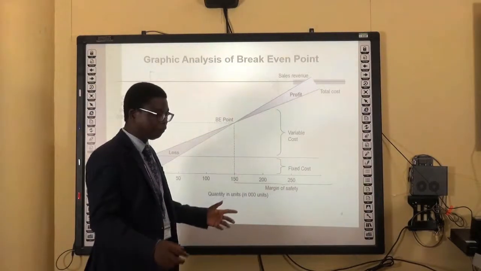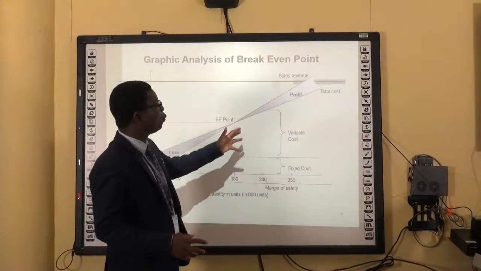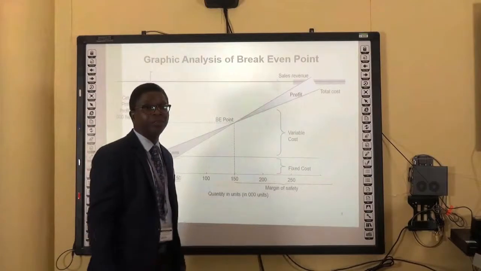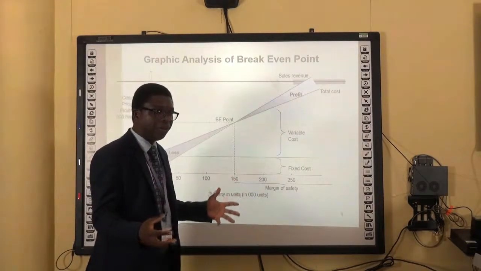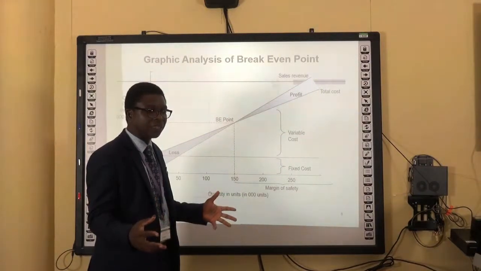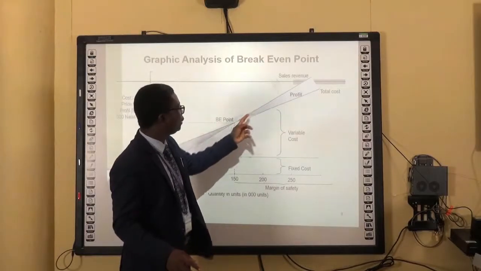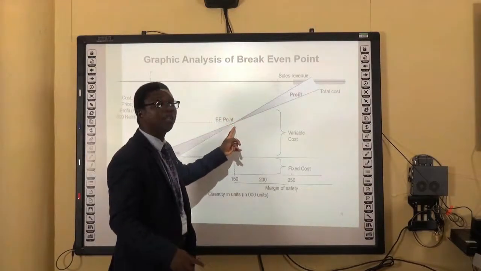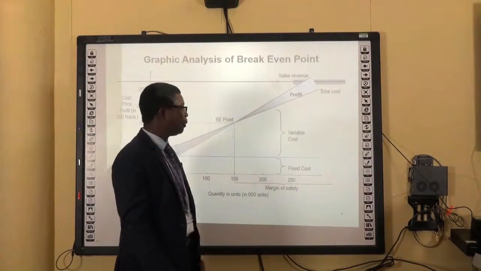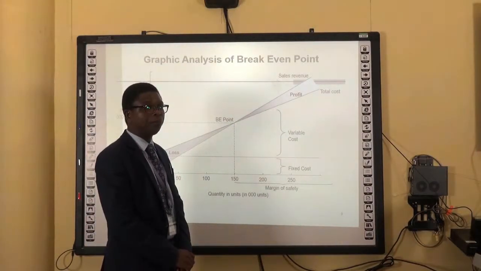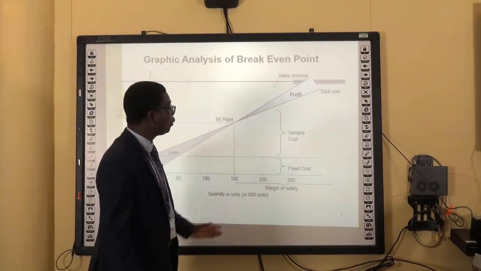So at this point, companies will begin to make effort to increase their sales revenue so that they can make profit. They do that through advertisement and some other means. As long as they have crossed this borderline of the break-even point, any sales at that point will increase the profitability of the company. So we see the segmentation of the cost.